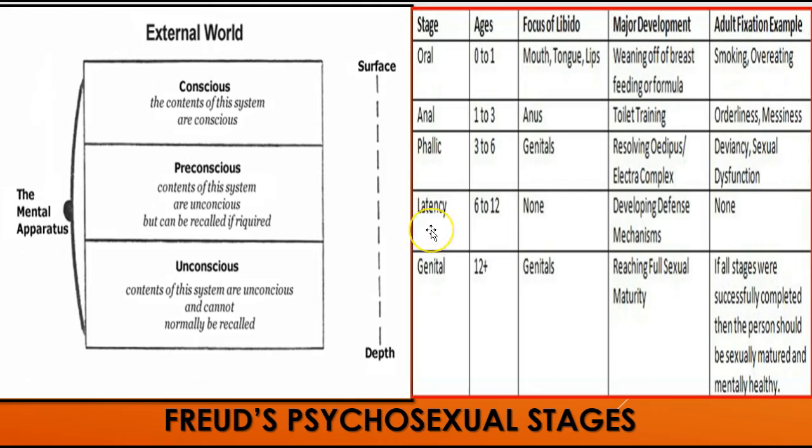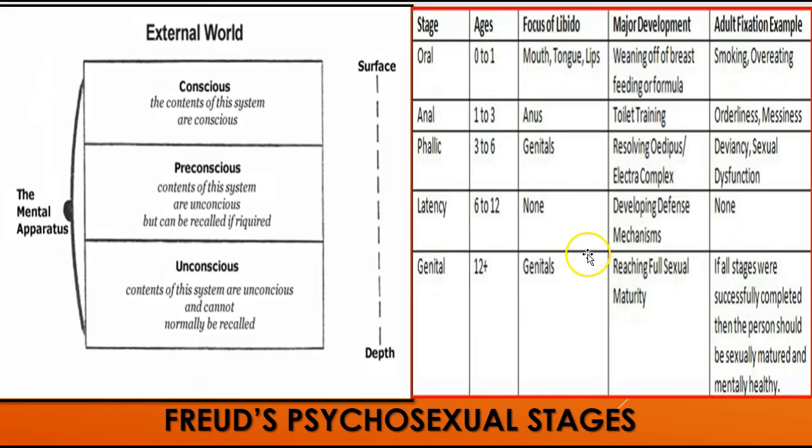Then there's the latency stage, ages 6 to 12. In this stage, there's no focus here, but the major development is developing defense mechanisms. Defense mechanisms are ways that we use to solve anxieties. And we will be going over some defense mechanisms at a later date. And there's no fixation here.